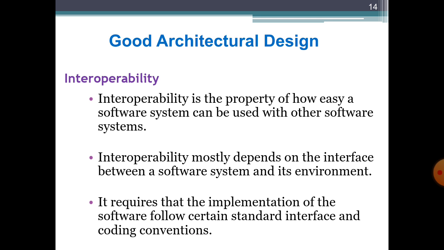And now let's discuss interoperability, which is the last attribute of this lecture about good architectural design. Basically, interoperability is about how easy it is for a software system to be used with other software systems.